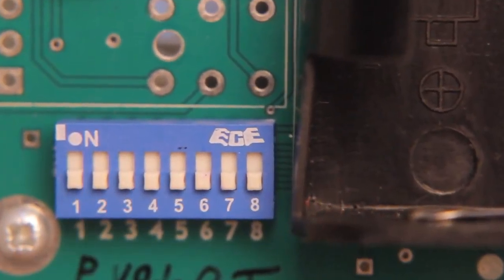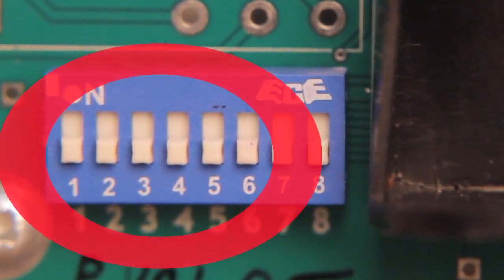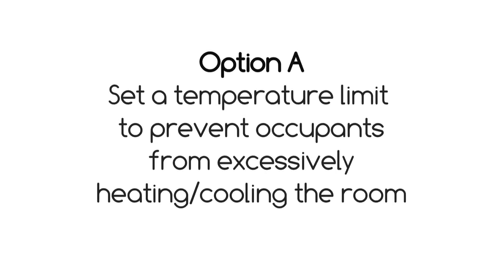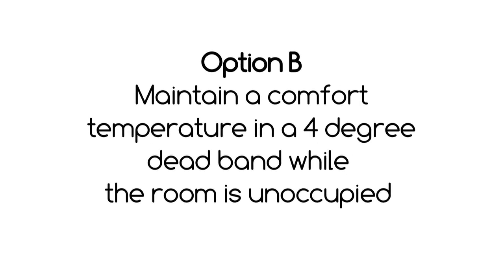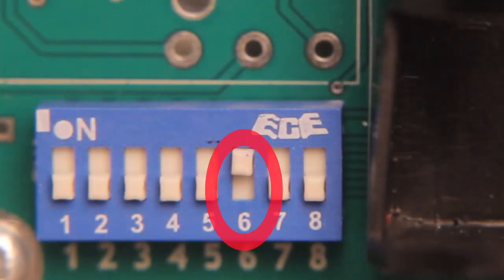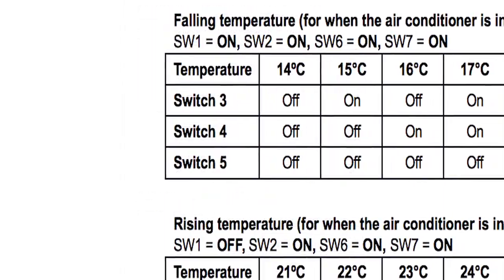There are 8 dip switches used to configure the attendant for different operations. Switches 1 to 6 are for programming the temperature settings. You can choose between setting a temperature limit to prevent occupants from excessively heating or cooling the room, or, instead of turning the air conditioner off when the occupant leaves, maintaining a comfort level in a 4-degree deadband until they return. Set switch 6 to on, then switches 1 to 5 according to your temperature requirements. Refer to the manual for full instructions on how to set this operation.